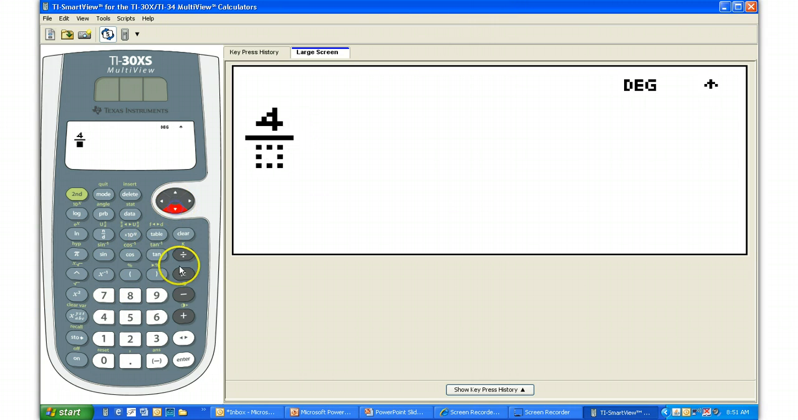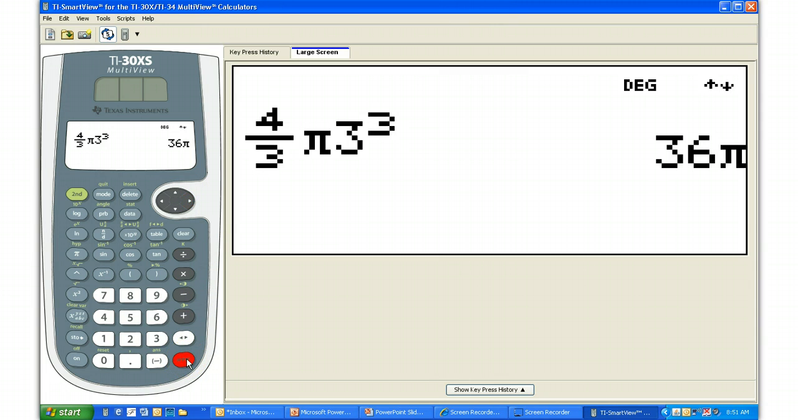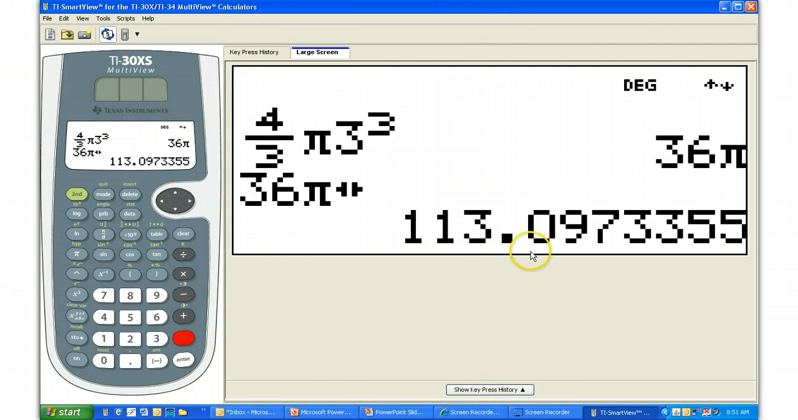Make good use of your n over d button. So 4 over 3 pi 3. If you want to cube something or do any other power other than squared, use this caret. It's like an arrow pointing up because it moves you up. And then I can type 3. Okay? I have no idea why they call it a caret. So we get 36 pi, okay, is the exact, or 113.1.